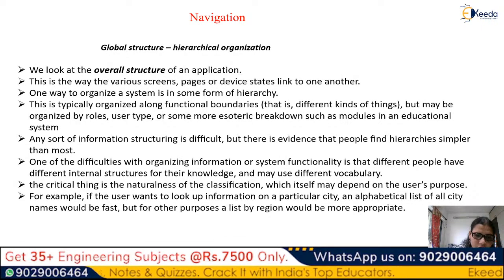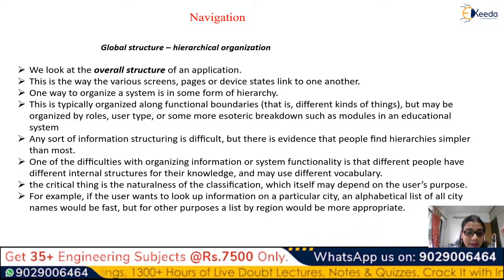Any sort of information structuring is difficult, but there is evidence that people find hierarchy simpler than most. Now, if I make the hierarchies and if I want to jump into the main window, don't you think it could be a hazard or a lot of confusion, a chaotic form? Yes, it can be. So one difficulty with organizing information or system functionality is that people have different internal structures for their knowledge and may use different vocabulary.